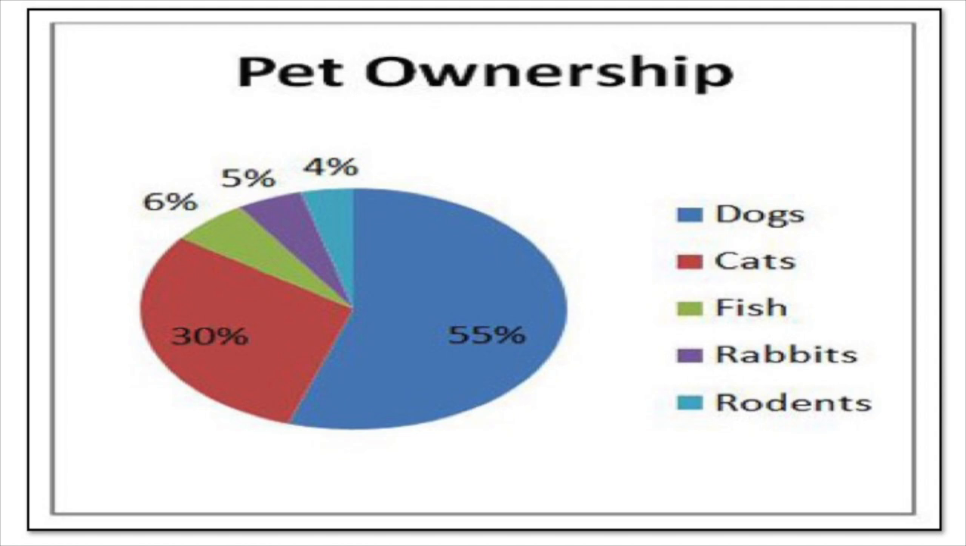How about dogs? Yes. And rabbits? 5%. And what will happen if we add all of these percentages together? What will we get? 100%. And that's how we correctly read pie charts. Any questions, guys? That was brilliant. Well done.